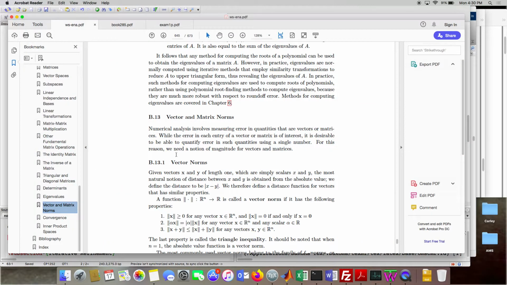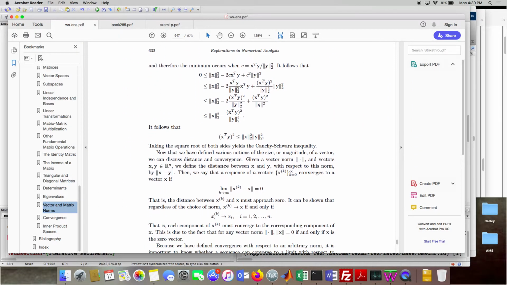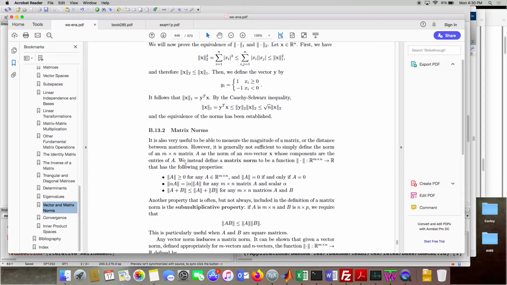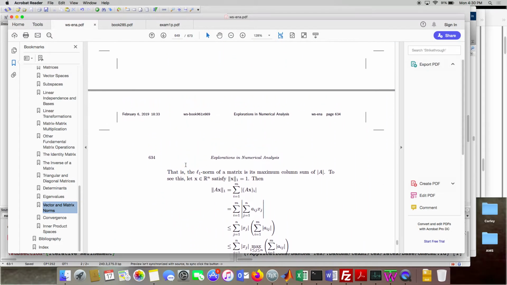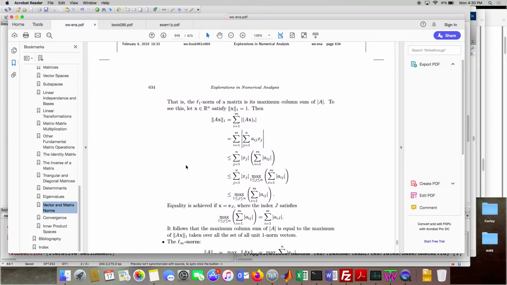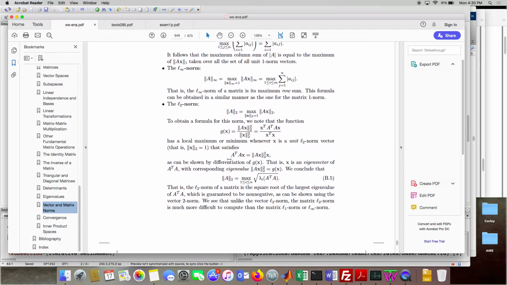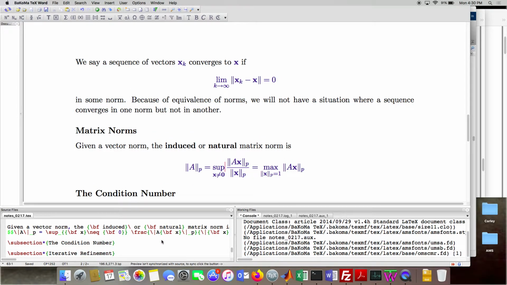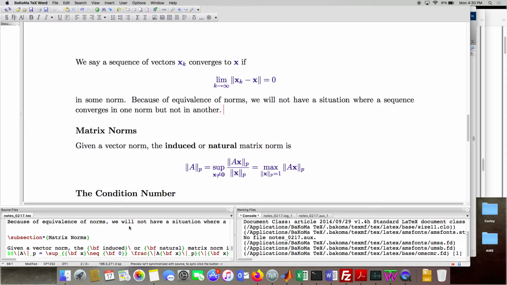I want to check if I did do that. Okay, for matrix norms, I do show a proof of a formula for the one norm, and the infinity norm would be similar. But I just realized that one key point about vector norms I forgot to mention.